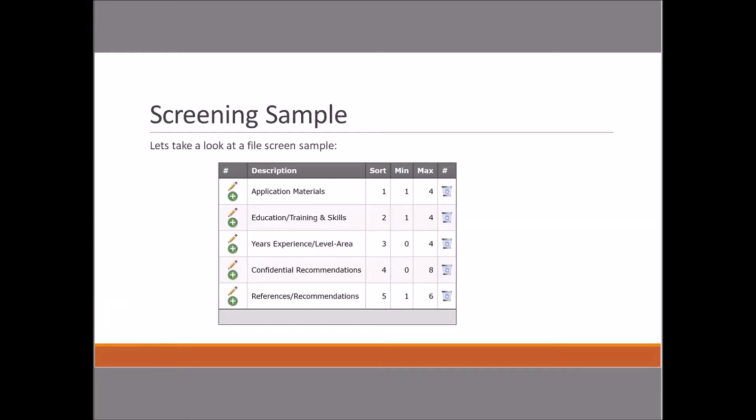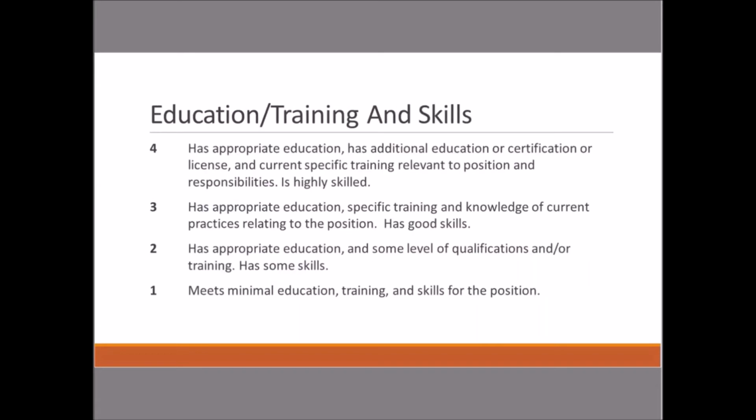Another area we could look at is education and training. If we skip ahead a couple of slides, here are the rubrics that they would give their screeners to define how you decide if you're going to give them a 1, 2, 3, or 4. A 4 has the appropriate education or certification for this position, and it shows that they're highly skilled. Someone you'd give a 1 might have the minimal amount of education and minimal skills and training for the position.